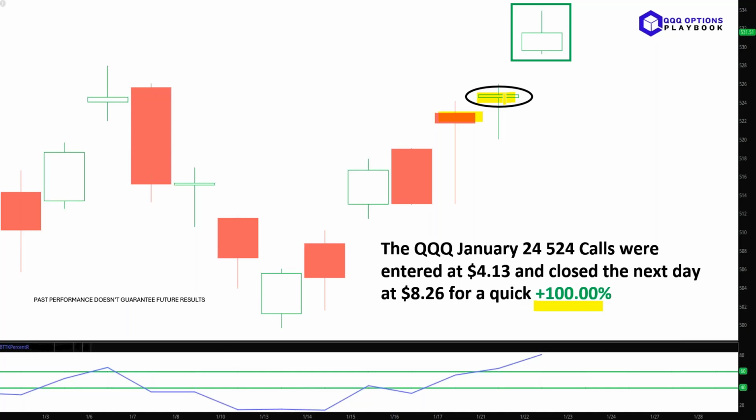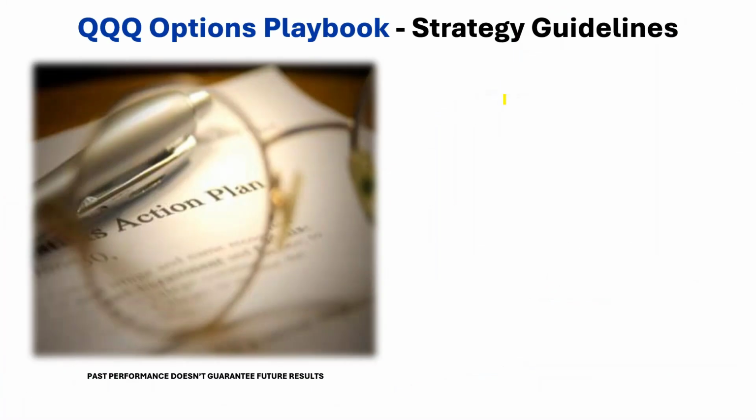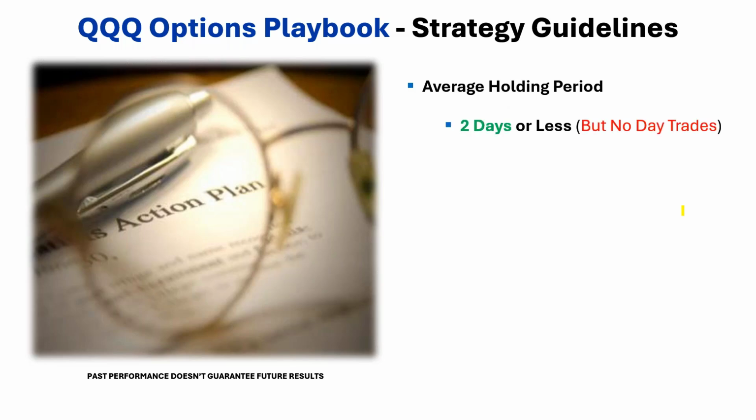So we entered that trade at 413, got out at 826, and made 100%. Let's dive into some of the strategy guidelines here. Average holding period, 2 days.